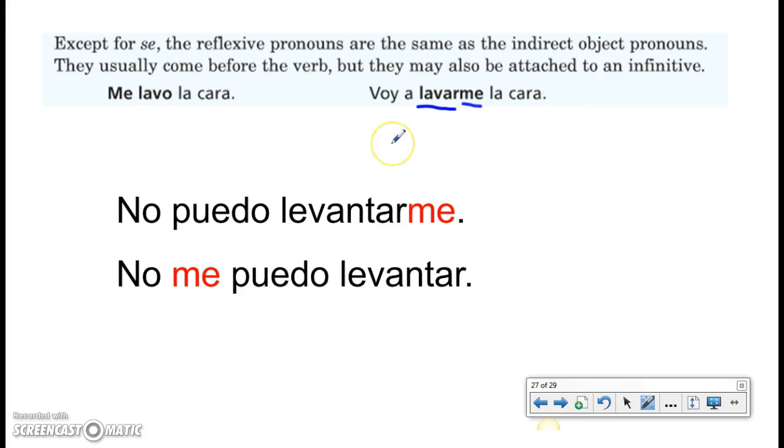So there's really two places when I have two verbs that I'm dealing with. If I have a conjugated verb followed by an infinitive verb, I can attach the reflexive pronoun, or I can put the reflexive pronoun before the conjugated verb.